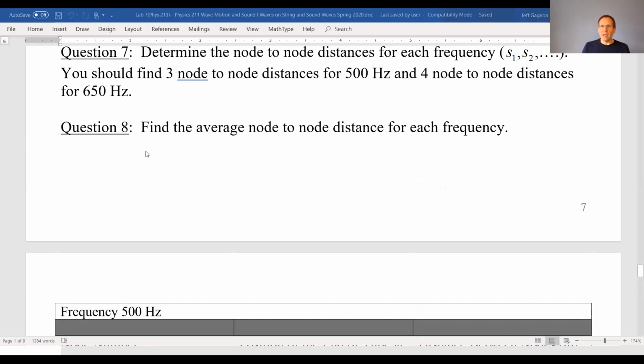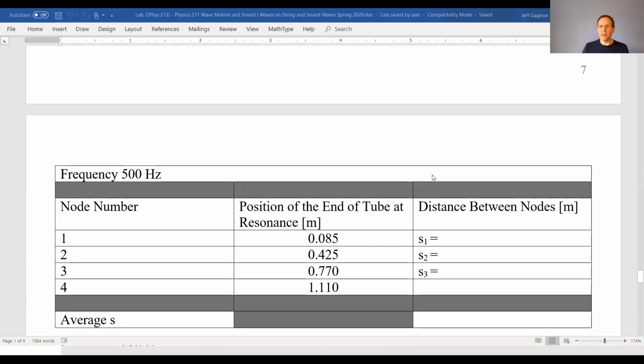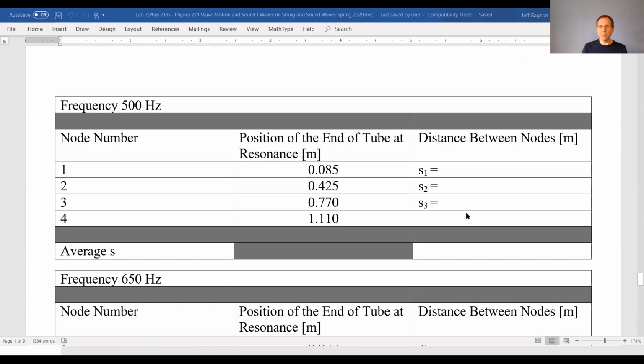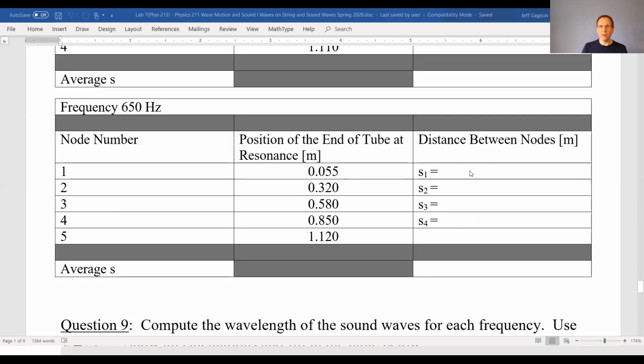Question 8 is simply, once you find those, and they should be fairly similar, you want to find the average node-to-node distance for each frequency. So you're just going to average these 3 values, and then average these 4 values. In this case, you're going to find 4 node-to-node distances at 650 hertz. So average those 4 values.